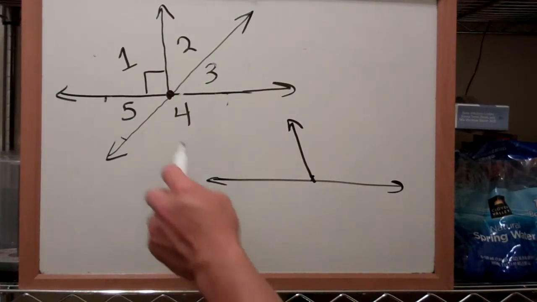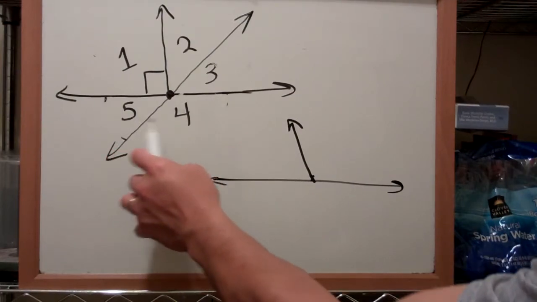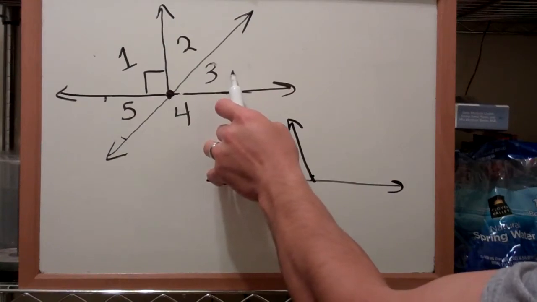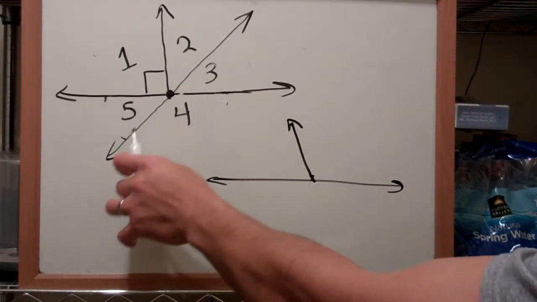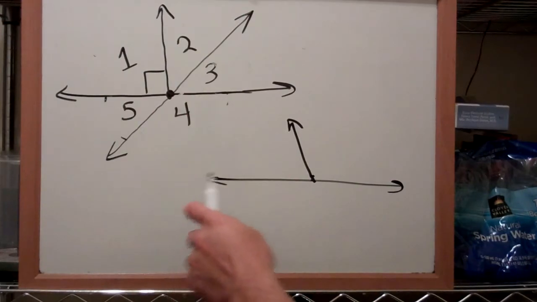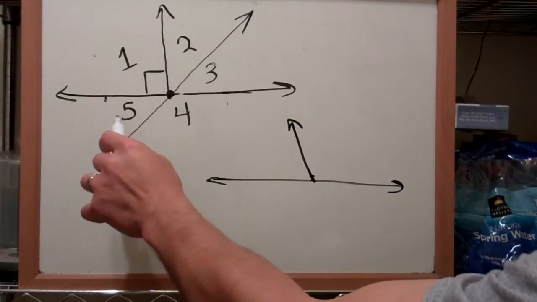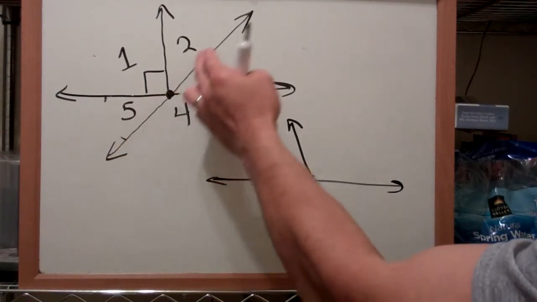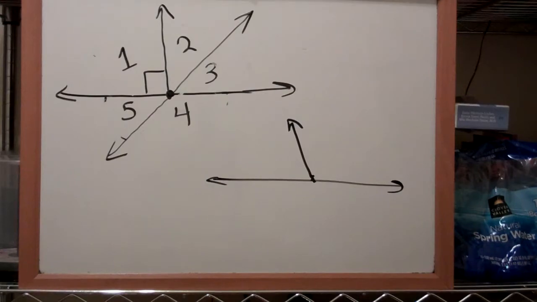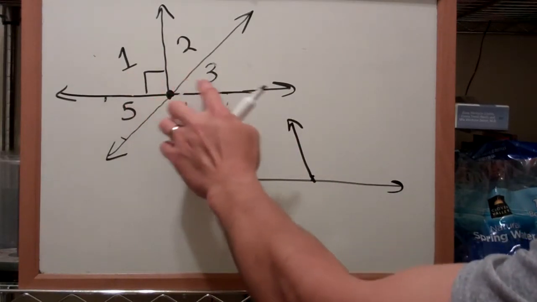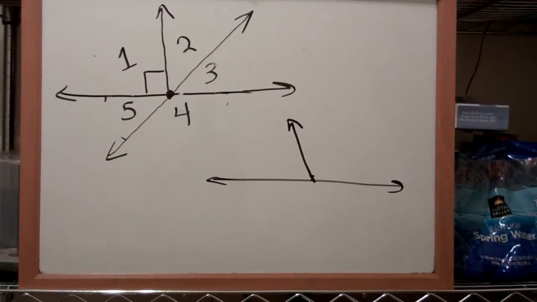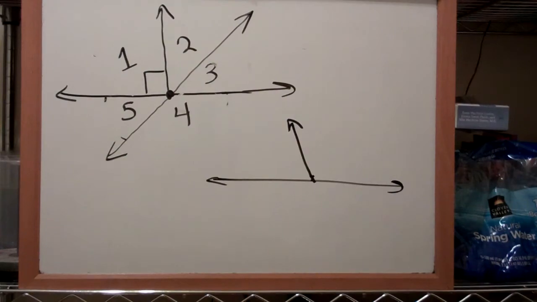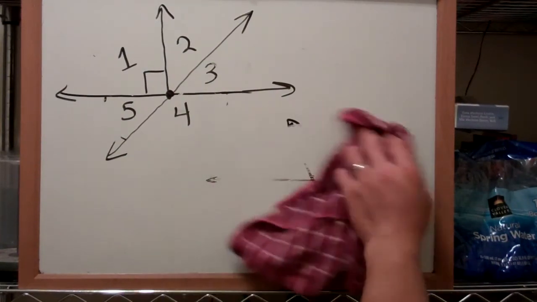In the figure we can see that 5 and 4 are a pair of linear angles. We can also see that 4 and 3 are a pair of linear angles, formed by this line. If we wanted to, 5 combined with 1 and 2 would form a linear angle, and 3 formed with 1 and 2 would also form a linear angle. But the more obvious ones are 5 and 4, and 4 and 3. Those are pairs of linear angles.